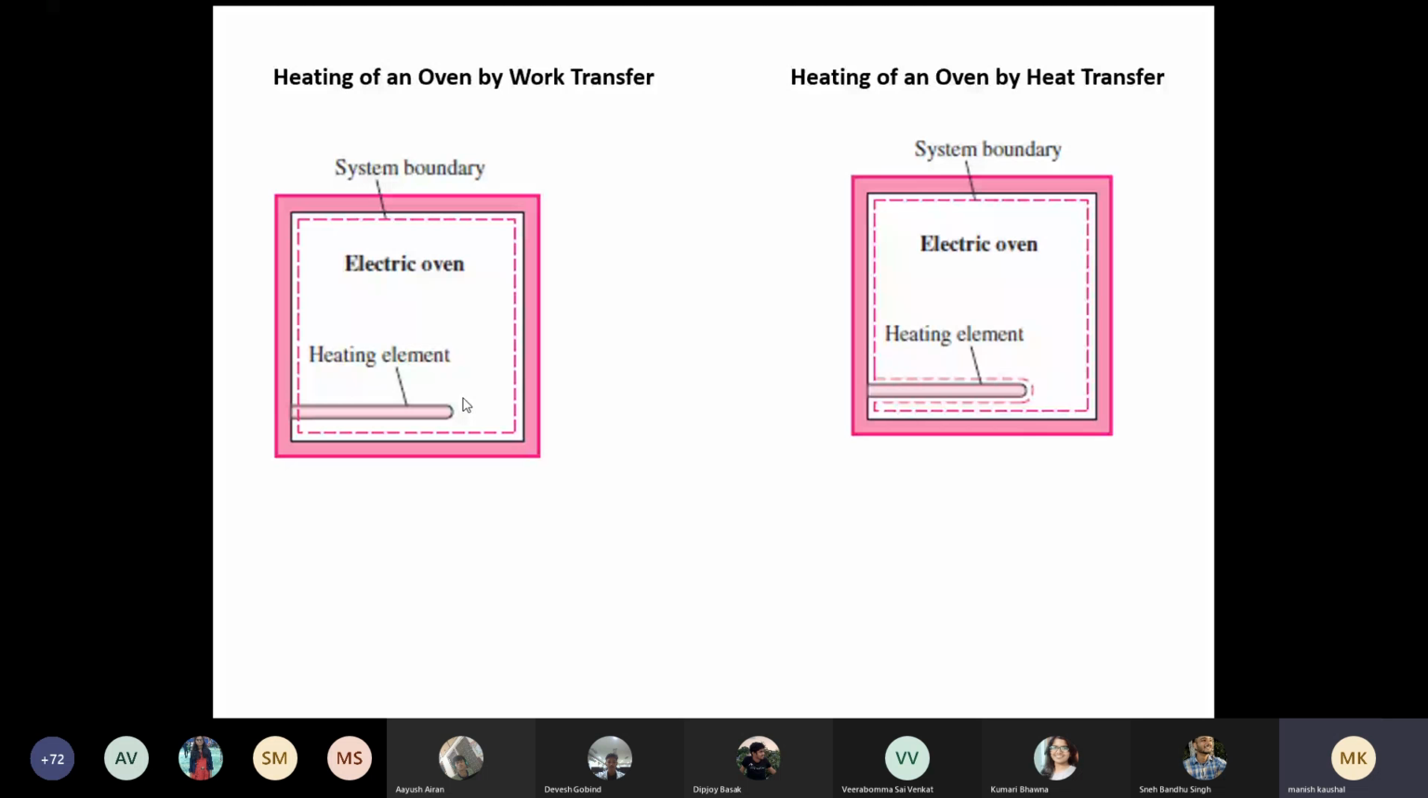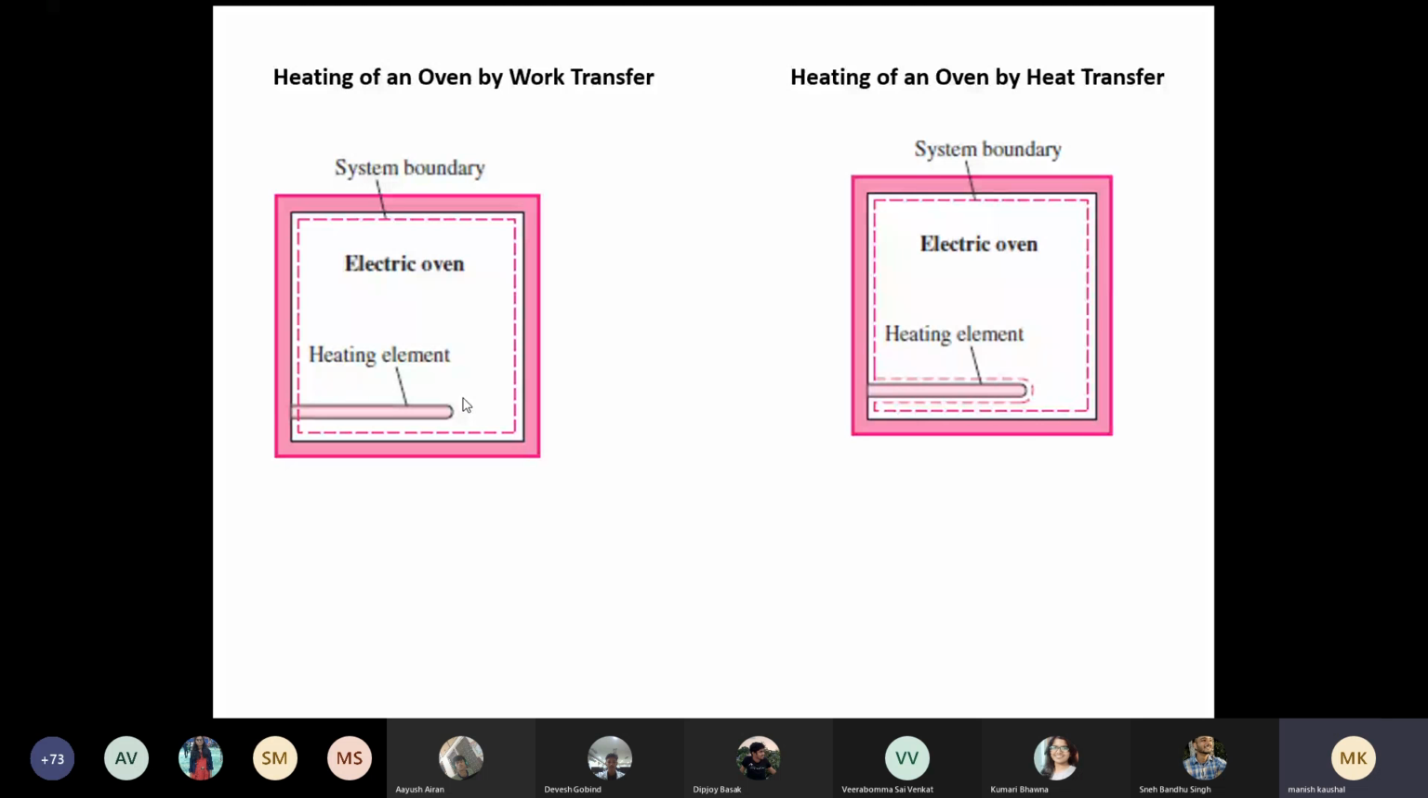Then someone made a very good comment: sir, what's the significance? So as I told you, there is no significance. When you try to formalize things, you have to follow some proper rules. Like here we are following a proper definition of what is work interaction and what is heat interaction. So if something is not heat, it becomes work. For example, this electrical heating element.